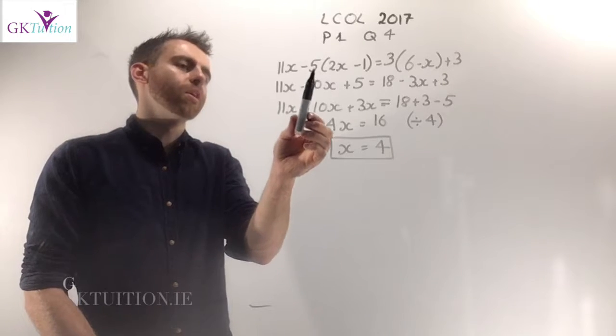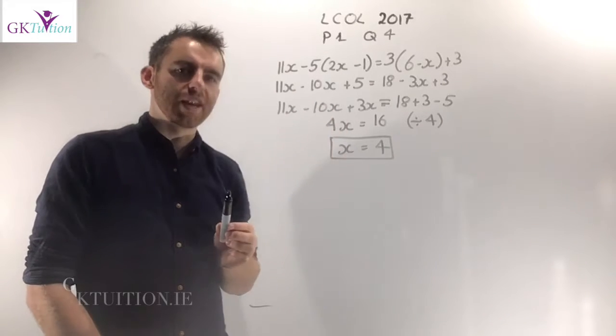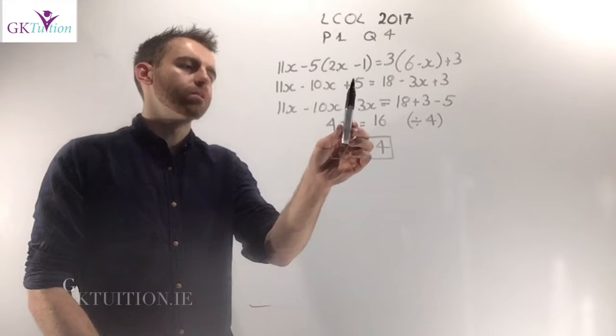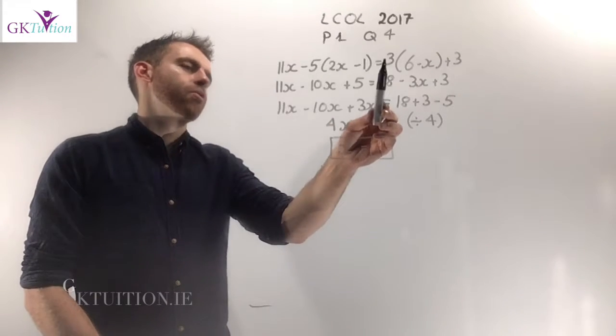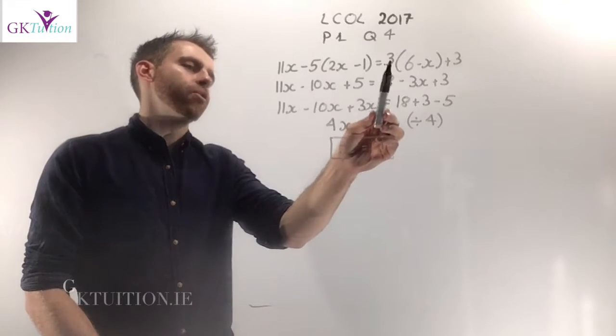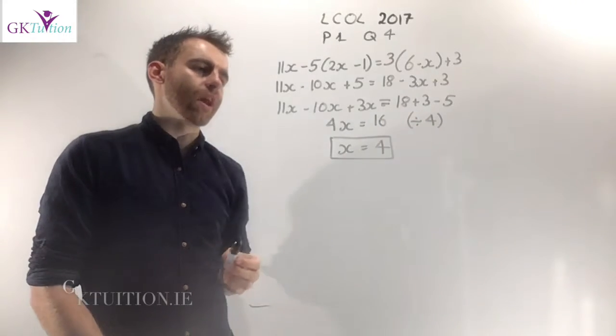So I need to multiply minus 5 by 2x and I get minus 10x. Minus 5 by minus 1 gives me plus 5. 3 times 6 is 18. 3 times minus x is minus 3x.